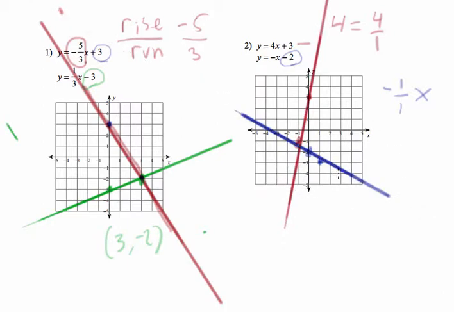Pretty close enough. My solution should be right here. I didn't do that second one perfectly. It'll be at -1, -1. So that's how we do solving by graphing.